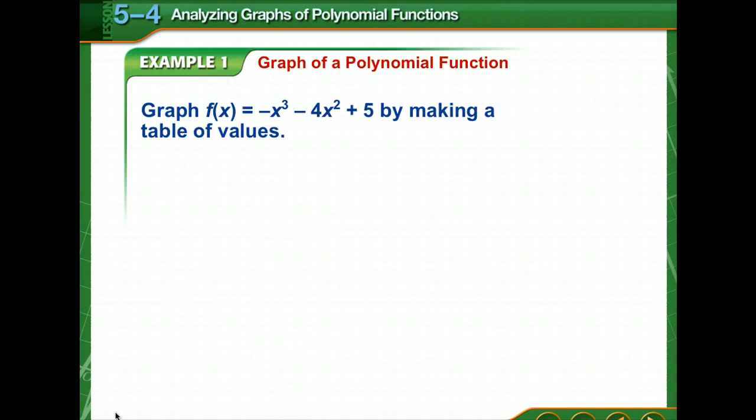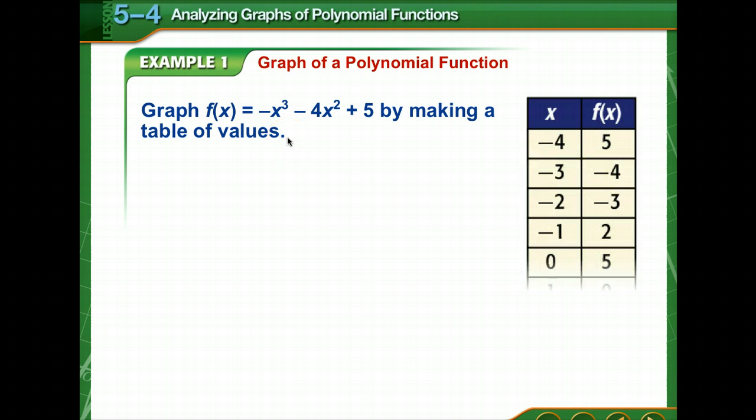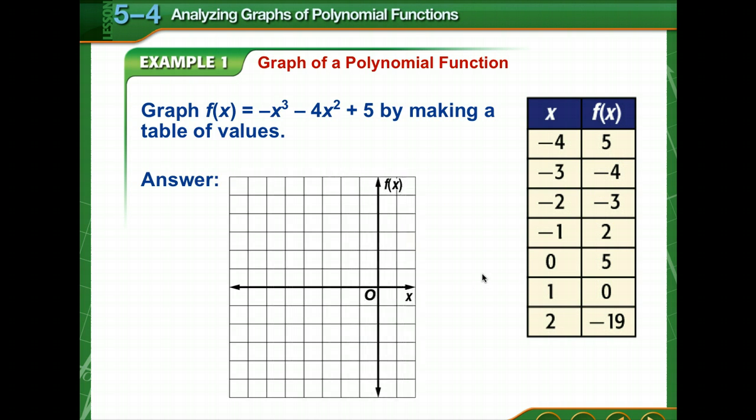To graph a polynomial function, you need to make a table of values to find several points and then connect them to make a smooth, continuous curve. Knowing the end behavior of the graph will assist you in completing the graph. So let's look at this one. We have x to the third power, okay? So we have an odd function. We've got our table of values. We plot our points.